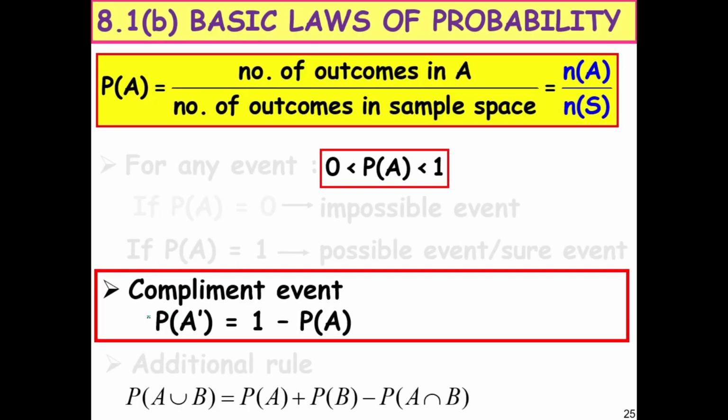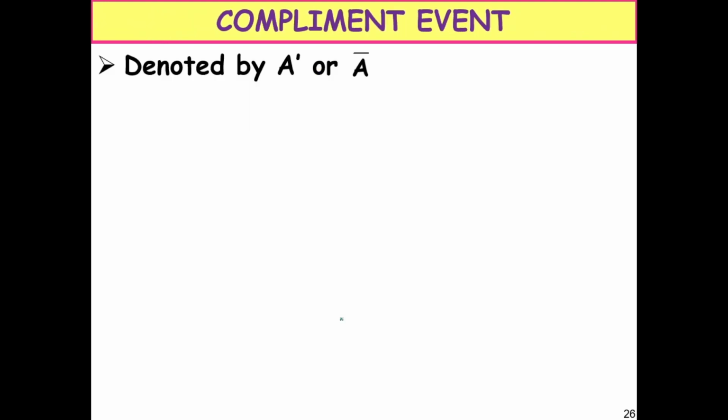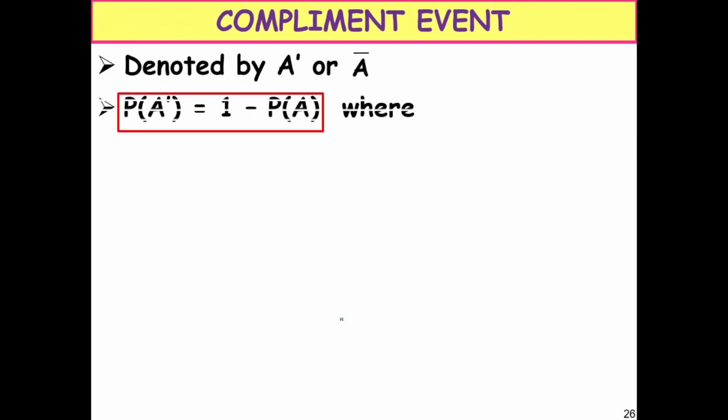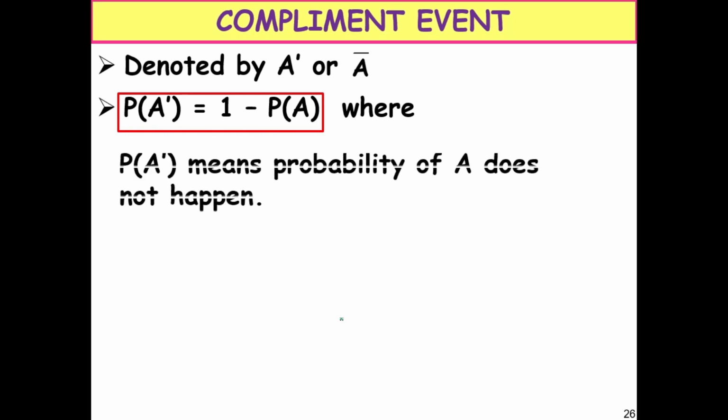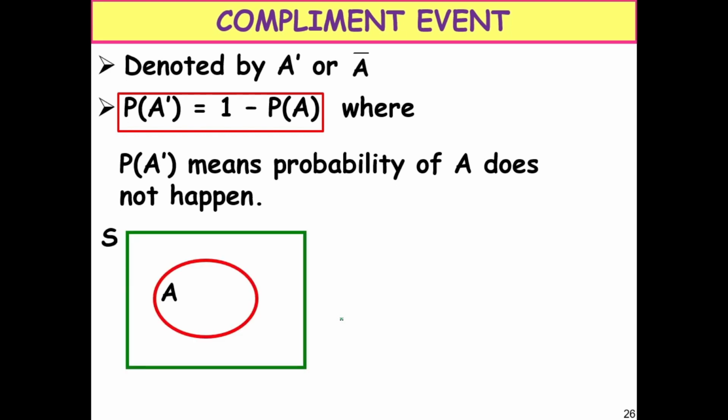The next formula of probability is the formula of the complement event. The symbol is P of E prime equals 1 minus P of E. What is a complement event? A complement event is an event outside event E, meaning that if E is the event of something happening, E prime is the event of something not happening.